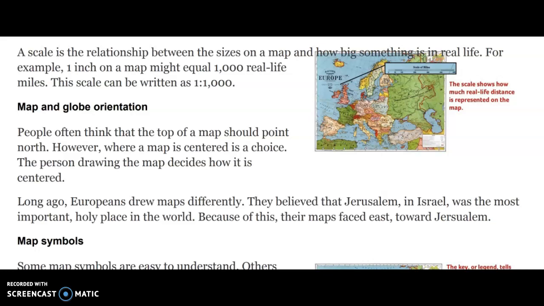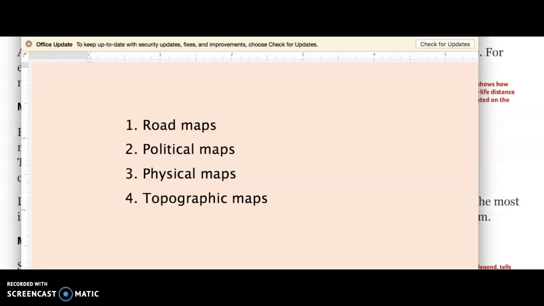So, what we're looking at today is a continuation of reading information about why we read maps and globes. Your job specifically is going to be to look for these words. So, I'll read them to you, and your job is going to be to keep an eye out for them because in the discussion post, I want you to tell me the purpose of each of these types of maps.